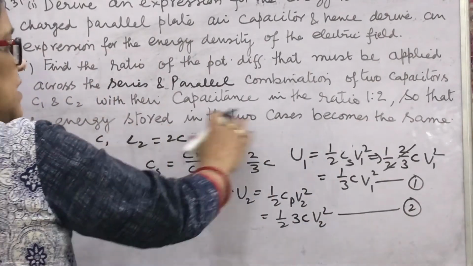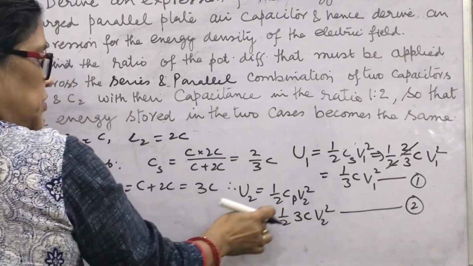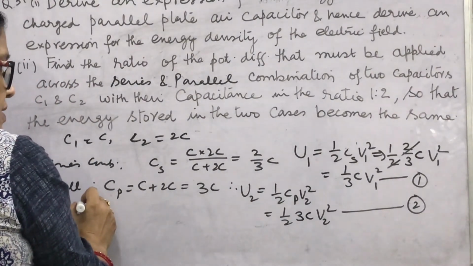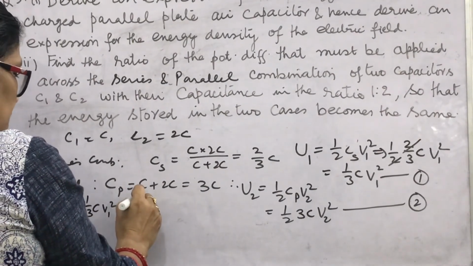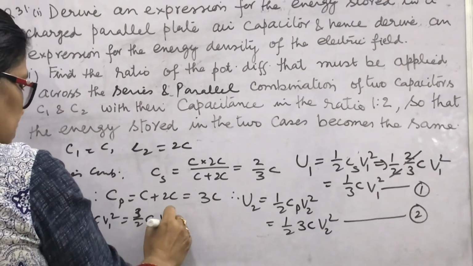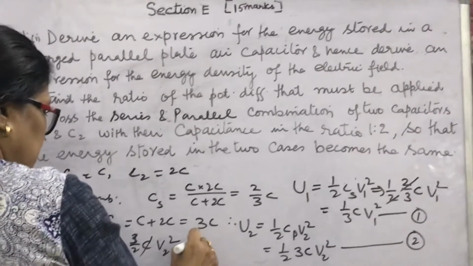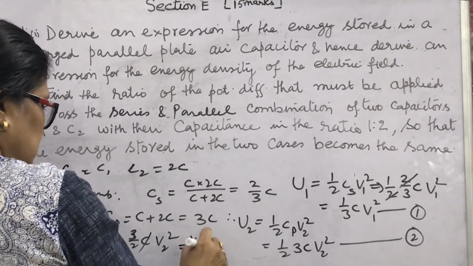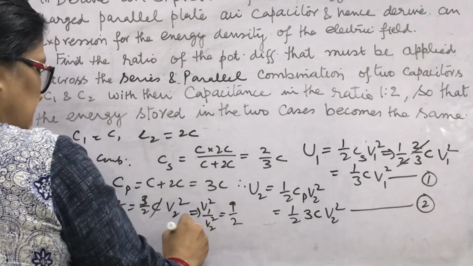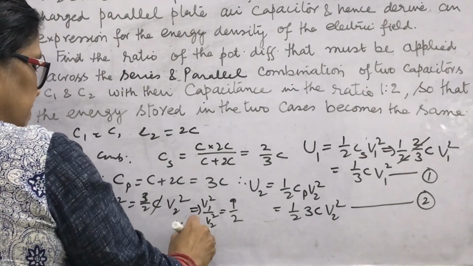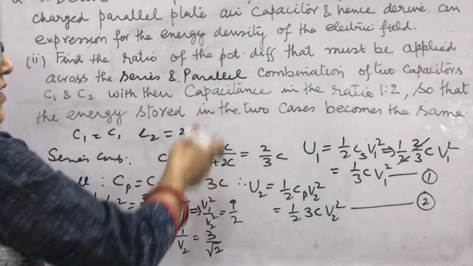It is said that the energy stored in the two cases becomes the same. So U1 equals U2. Then what will you write? 1 upon 3 C V1 square equals 3 by 2 C V2 square. So this C is cancelled. This implies V1 upon V2 squared is equal to what? 9 by 2. It means V1 is to V2 is 3 by root 2. So in this way, this question is solved.